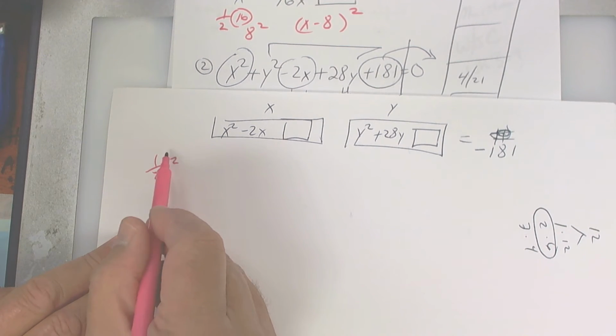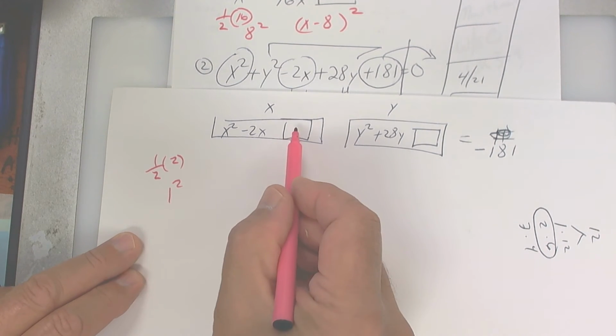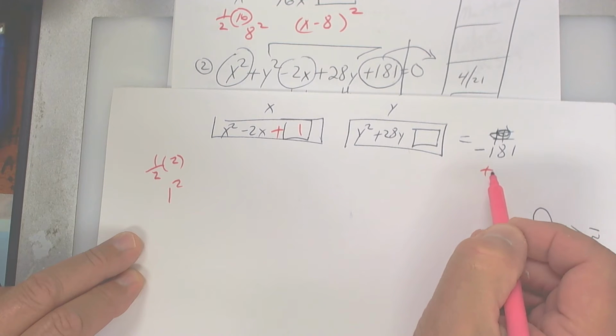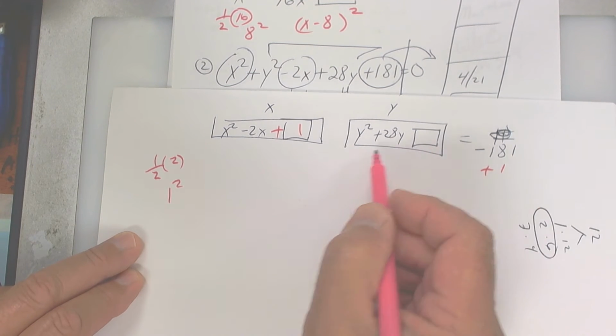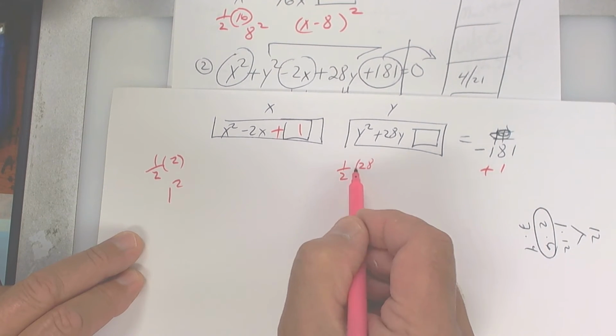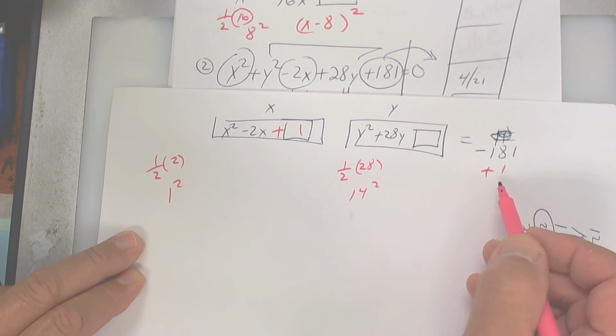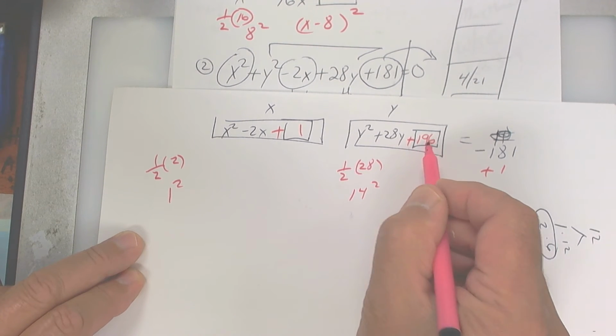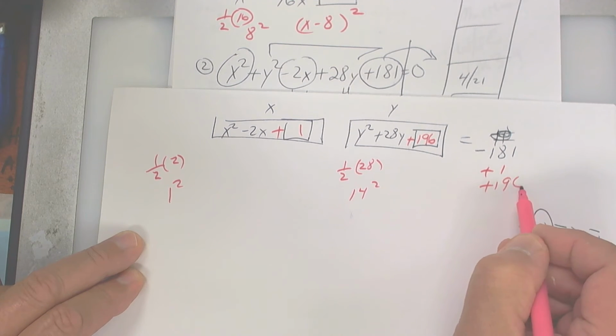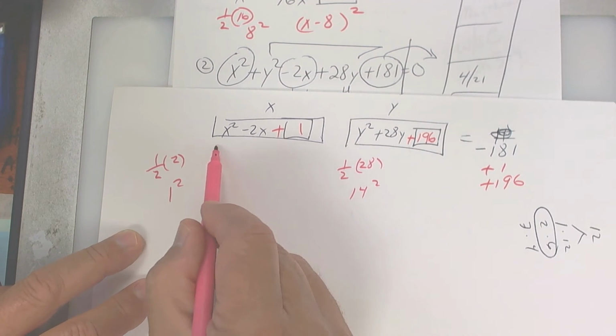Half of 2 is 1, and 1 squared is 1. So you're going to add 1 to both sides. Half of 28 is 14, and 14 squared, I think, is 196. Check it on your calculator to make sure. Okay? There it is. So this becomes a perfect square.